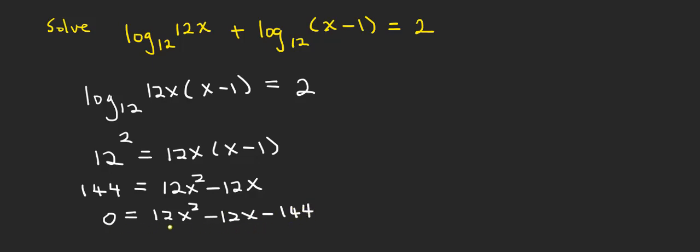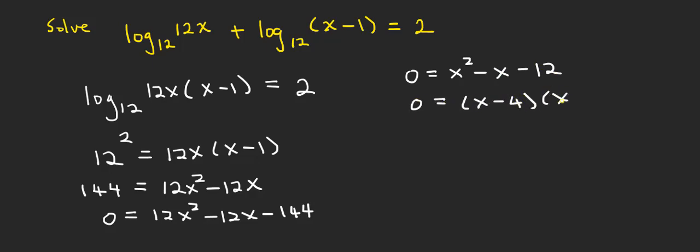And let's divide everything by 12. You could do that because this is an equation and 12 goes into all of them. So you get 0 equals x squared minus x minus 12. Let's factor it: x minus 4, x plus 3. So you get x equals 4 or x equals negative 3. Now, be careful. You need to make sure that both of these work, so that they're both solutions.